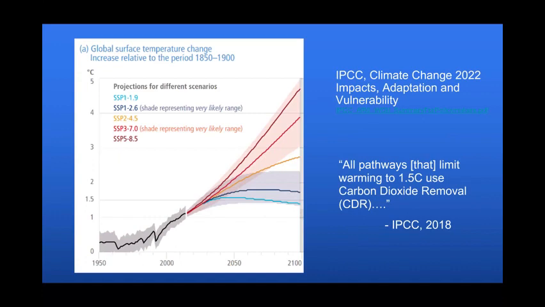But now the IPCC is saying in their 2018 report, they said all pathways that limit warming to 1.5 degrees C or less must use carbon dioxide removal. And they go on to say how many gigatons it is. But in each of the successive reports, IPCC is relying more and more on carbon dioxide removal to get to the goal of 1.5 degrees.